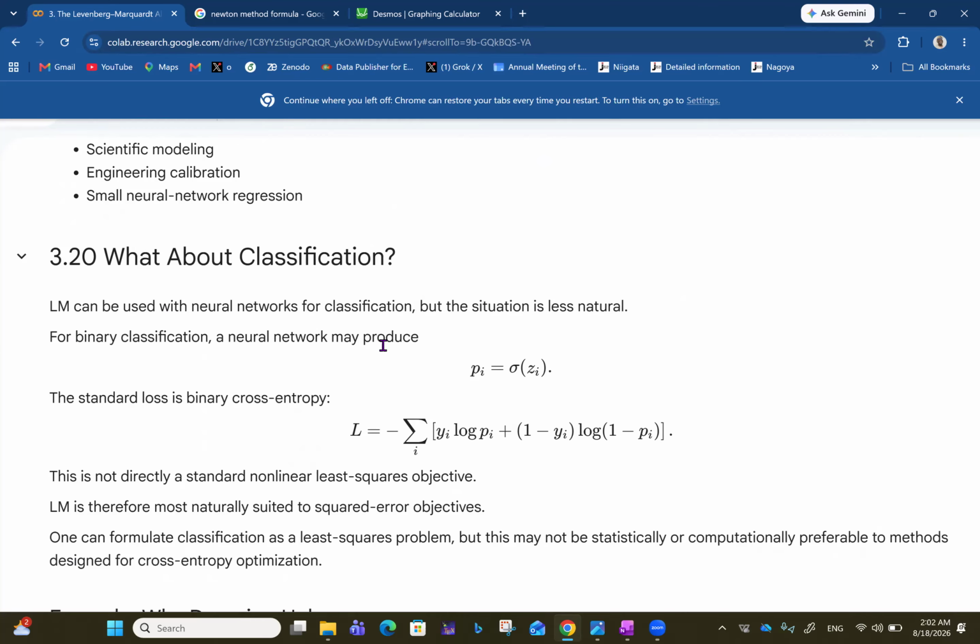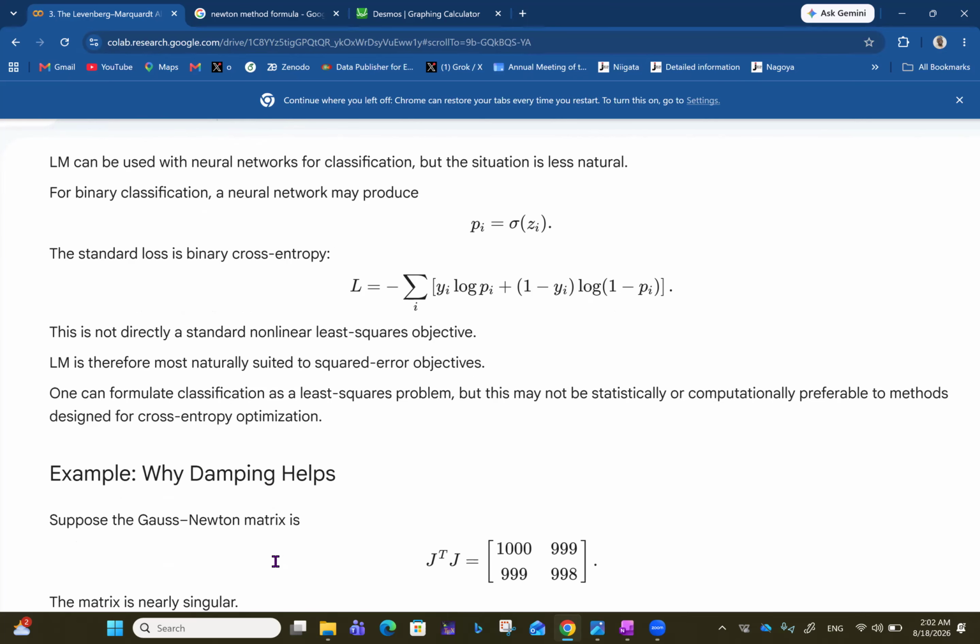So for binary classification, a neural network may produce p_i, which is sigma of z_i, and the standard loss is binary cross entropy: L equals minus the summation over i of y_i log p_i plus (1 minus y_i) log(1 minus p_i). So this is not directly a standard nonlinear least squares objective. LM is therefore most naturally suited to squared error objectives, not binary classification. One can formulate classification as a least squares problem, but this may not be statistically or computationally preferable to methods designed for cross entropy optimization.